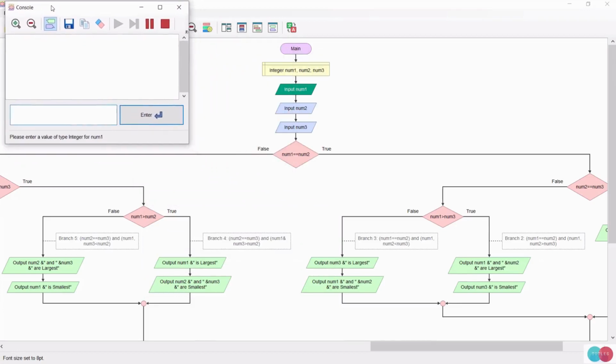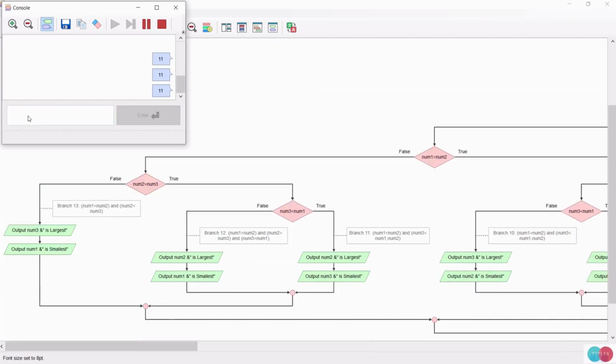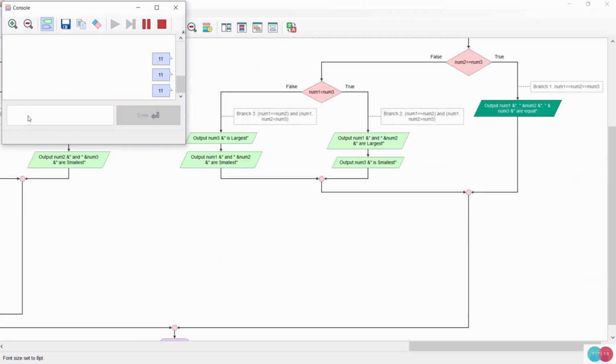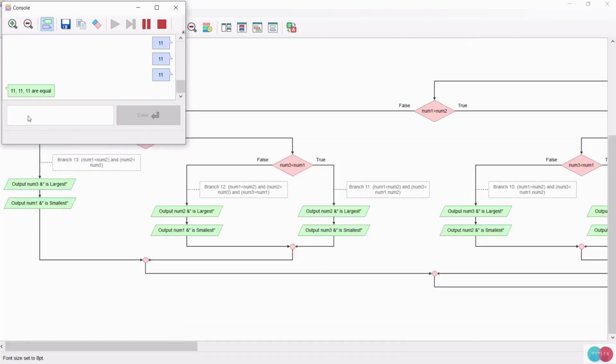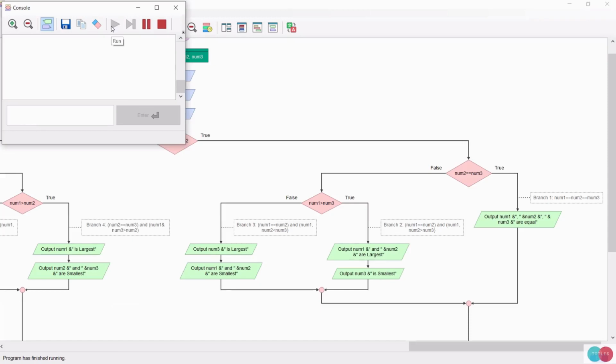In the first scenario, we give all the numbers equal, all the three numbers equal: 11, 11 and 11. So it is checking whether number 2 is greater than 3. So all are equal. And the first scenario is done. We will go with the second scenario.